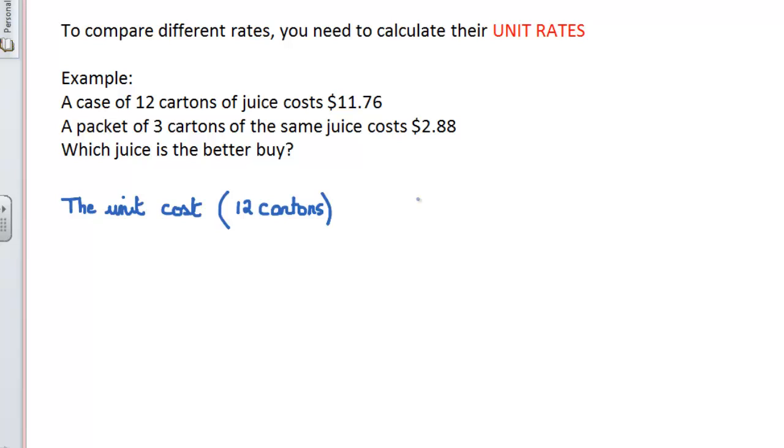So if I take $11.76 and I divide it by 12 cartons, it will give me the price of one carton. So it's going to be 98 cents.